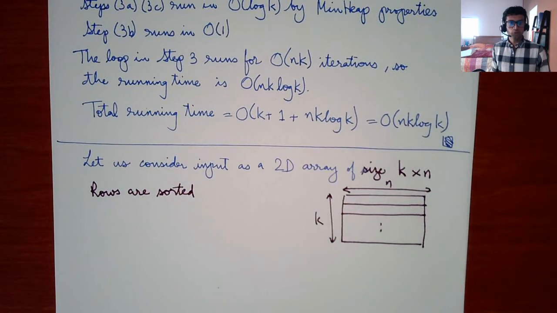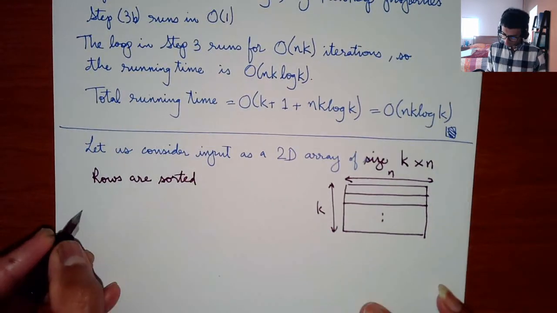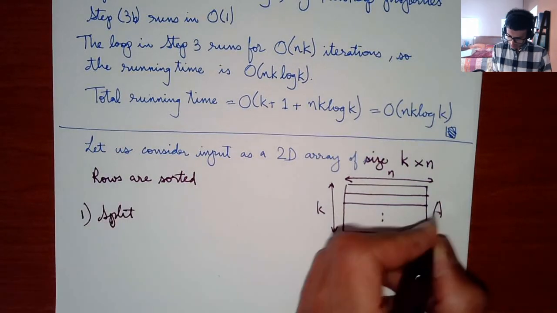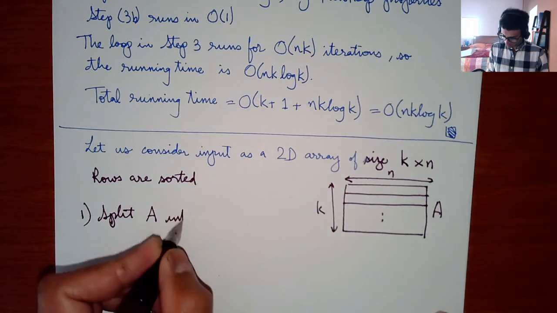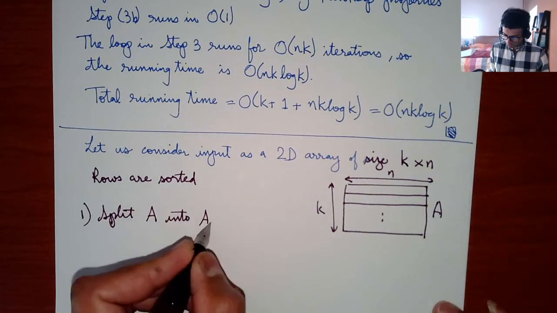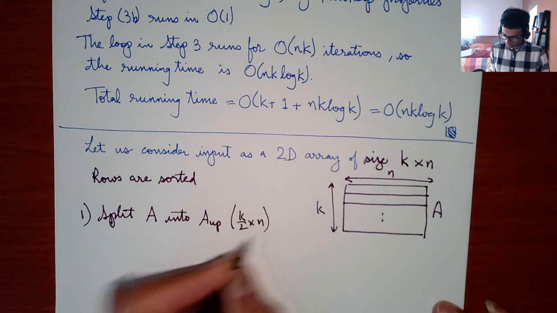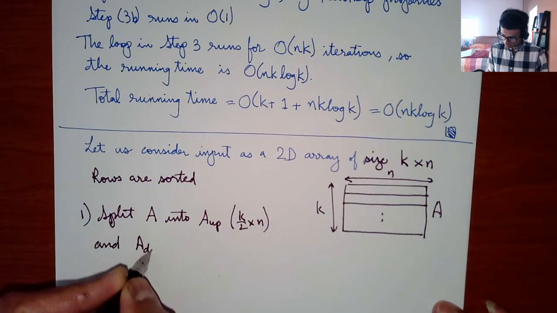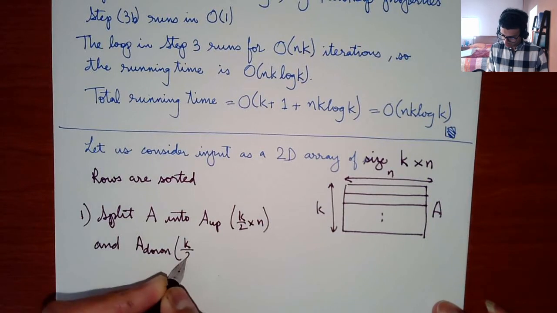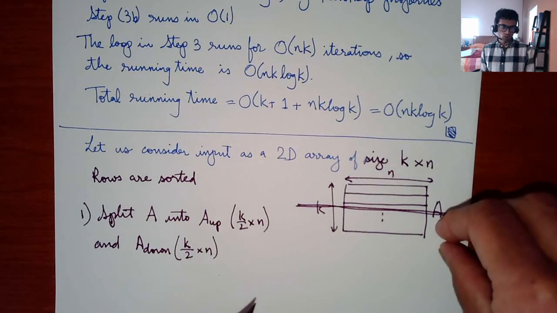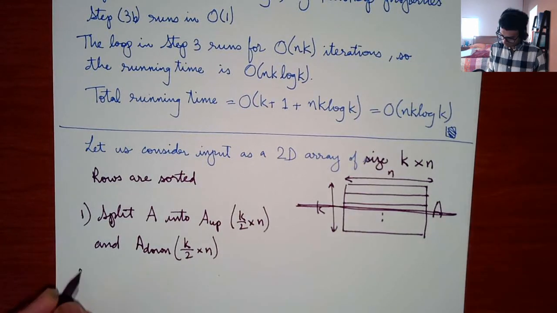But what if you did divide and conquer? How would divide and conquer work? It would say, split A into A up, which is of size k over 2 cross n, and A down, which is of size k over 2 cross n. So split it this way, and you get the upper part and the lower part.